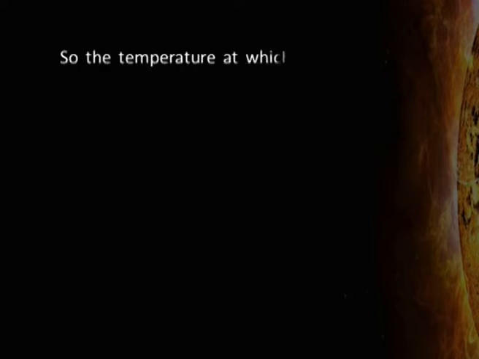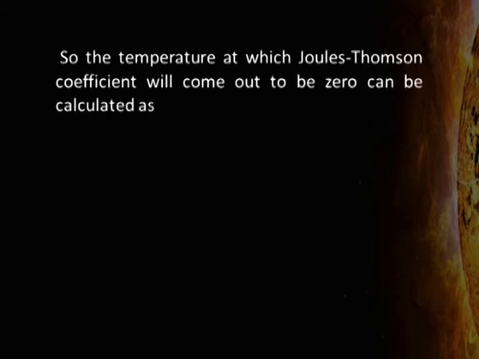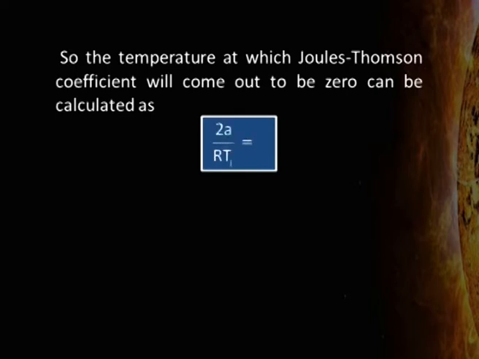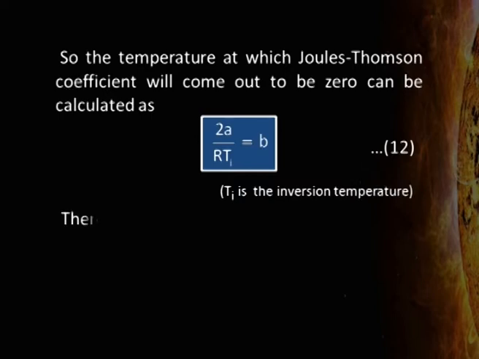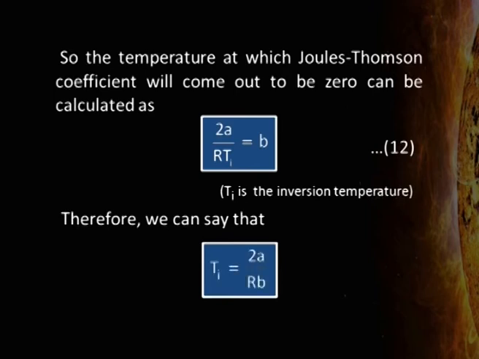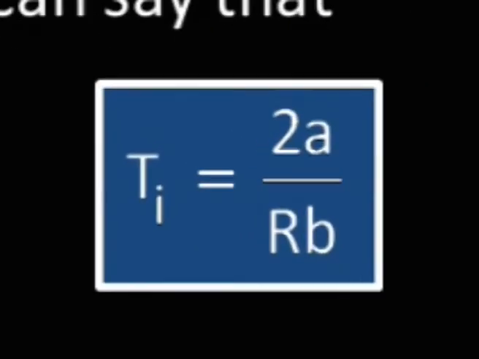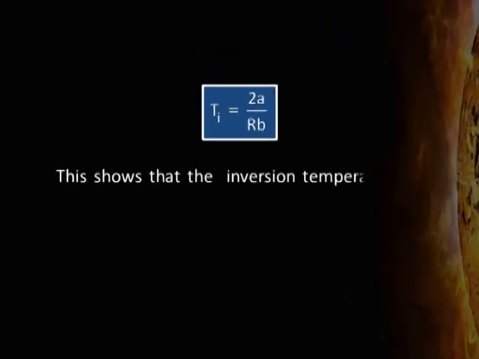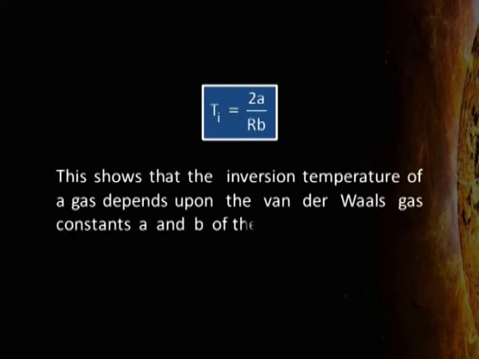So, the temperature at which Joule Thomson's coefficient will come out to be 0 can be calculated as 2A upon R Ti equal to B. Here T is replaced by Ti, where Ti is the inversion temperature. Therefore, we can say that Ti is equal to 2A upon Rb. This shows that the inversion temperature of a gas depends upon the van der Waals gas constants A and B of the gas.